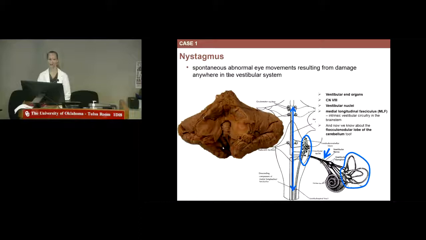So the cerebellum, what did I do to the cerebellum? I chopped out the brainstem. So what is this cut surface of what right here? Middle cerebellar peduncle. What is this cut surface right here, do you think?